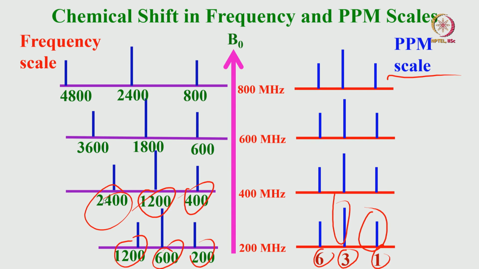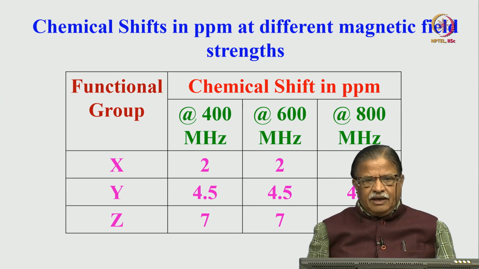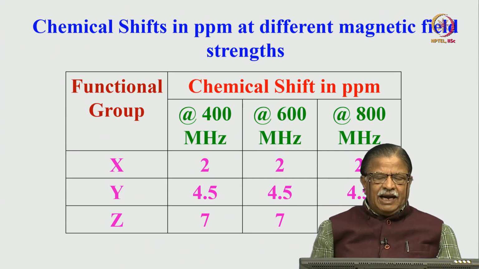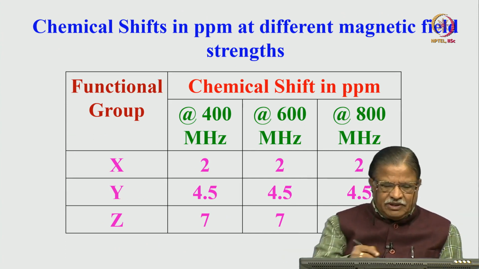When it comes to chemical shift, there is a field dependency. When you express in frequency and when you go to higher and higher magnetic field, you see better and better dispersion. When you express in frequency scale there is a lot of field dependency. Okay.